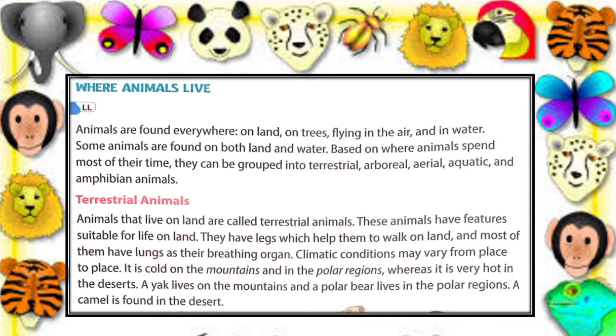And climatic conditions may vary from place to place. Sometimes it is cold on the mountain and in polar regions, whereas it is very hot in the desert. For example, a yak lives on the mountain and a polar bear lives in the polar region. And even animals such as seal, penguin and vulture are adapted to live in freezing conditions.